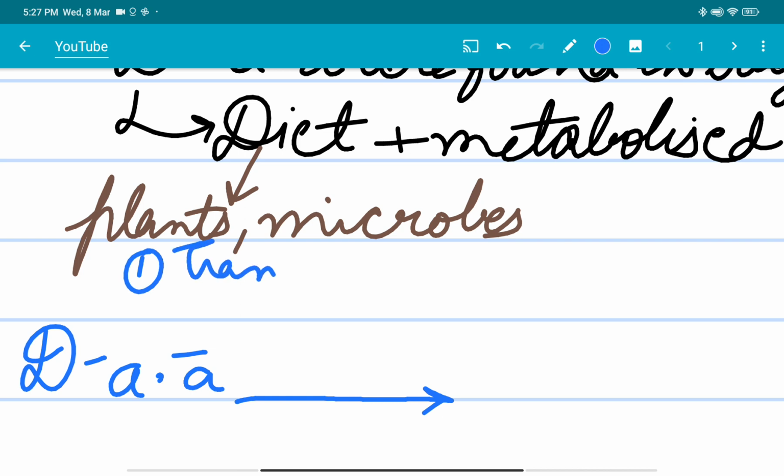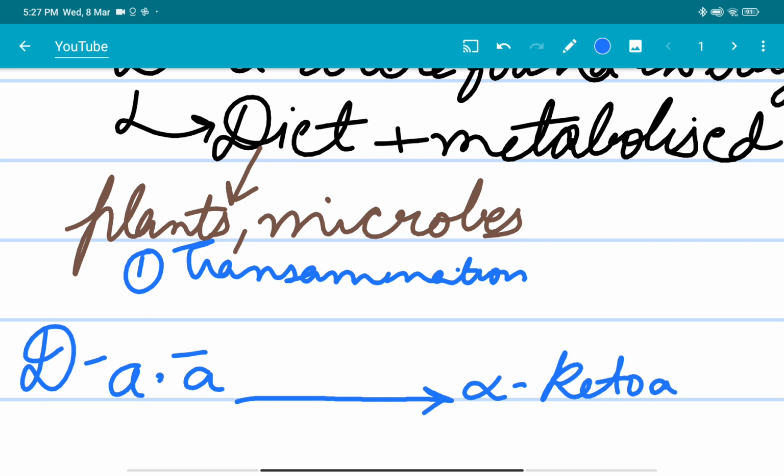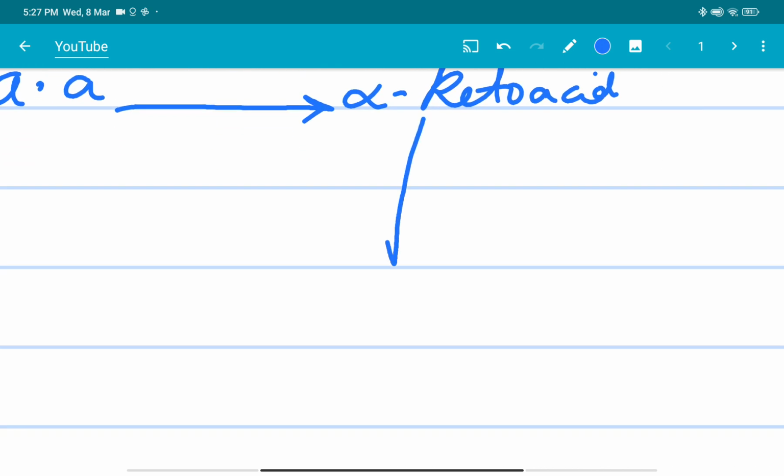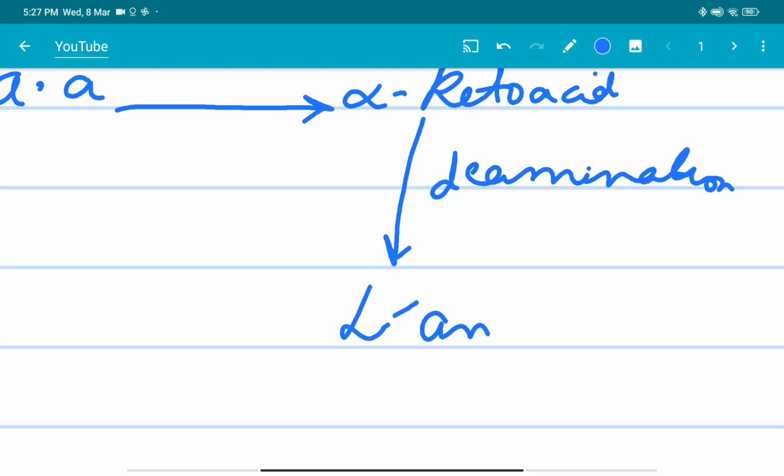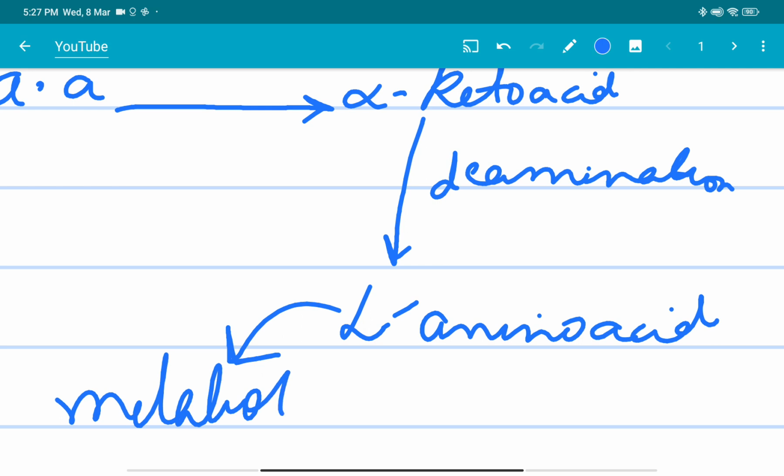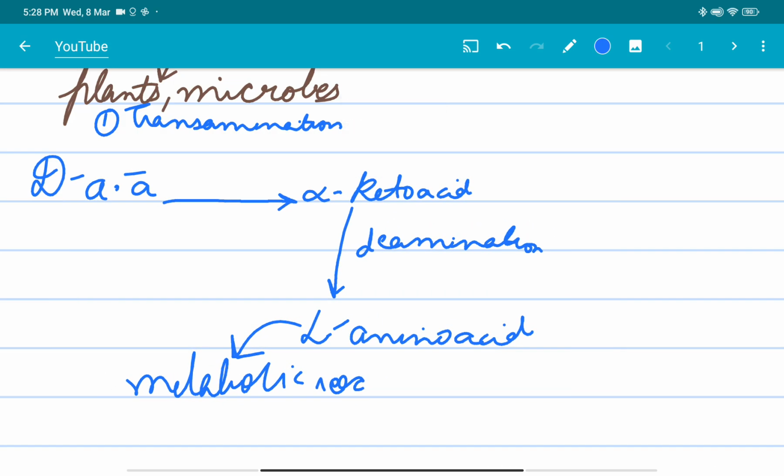First, it undergoes transamination in order to form alpha keto acid. This alpha keto acid will undergo the process of deamination in order to form the L-amino acid. Then the L-amino acid will participate in the metabolic reactions. Or you can do it in this way, that the D-amino acid will get converted into its respective keto acid, and then it undergoes the process of transamination to form L-amino acid. Right, you can do it that way, skipping the word deamination.